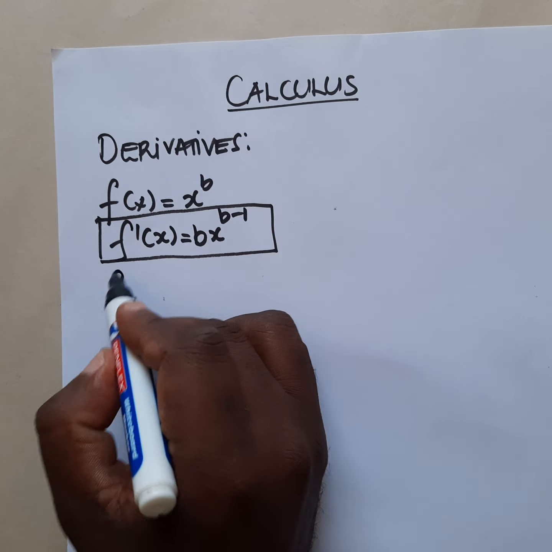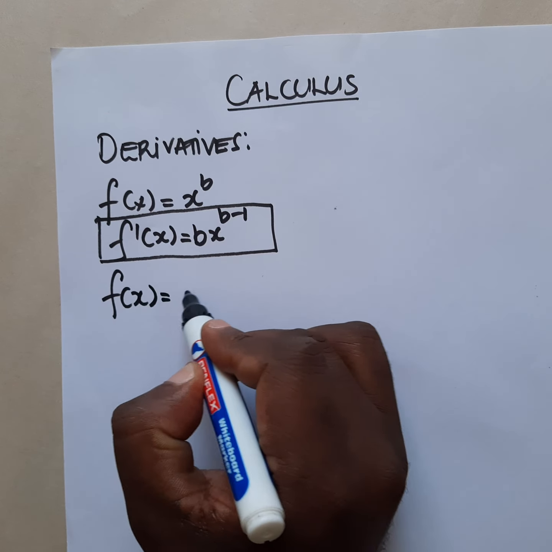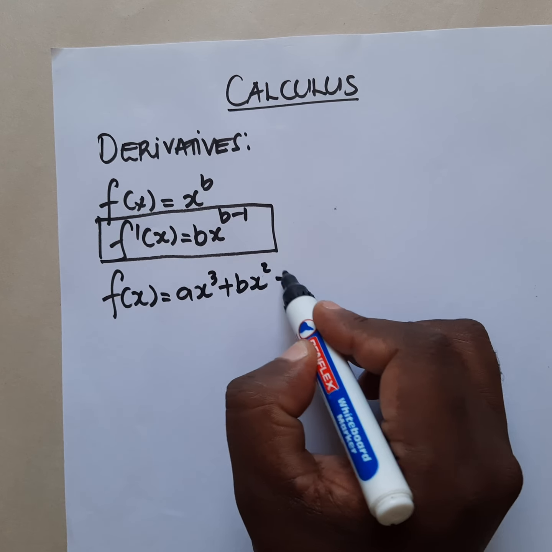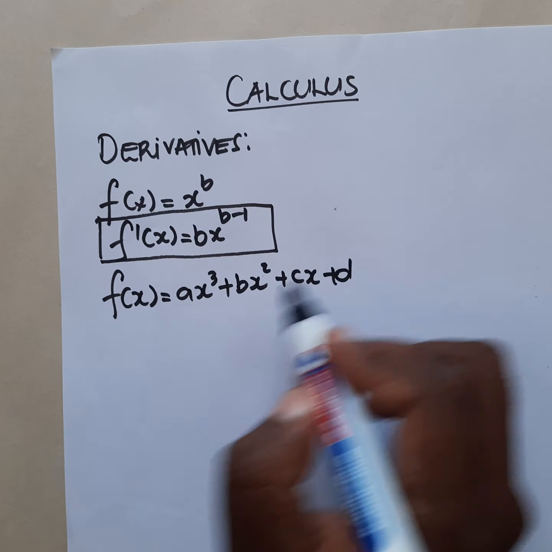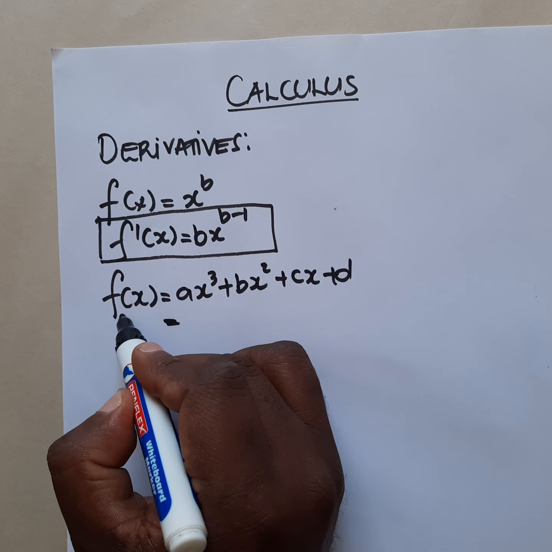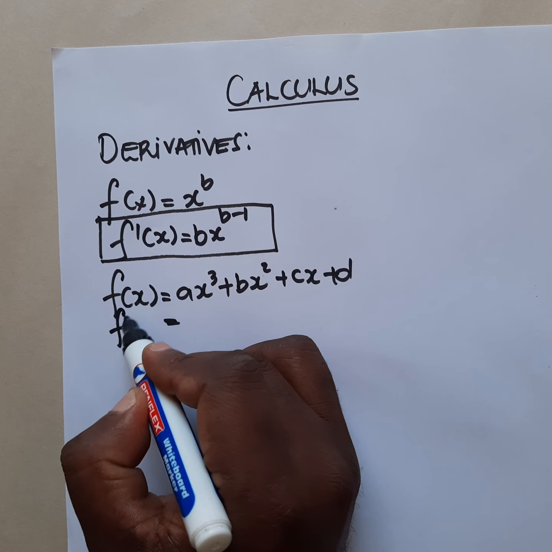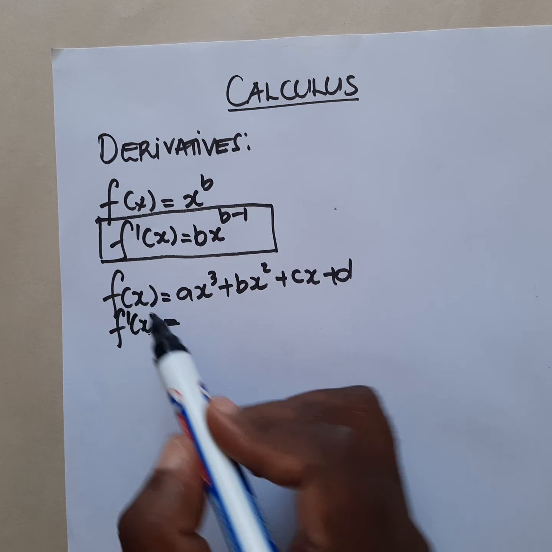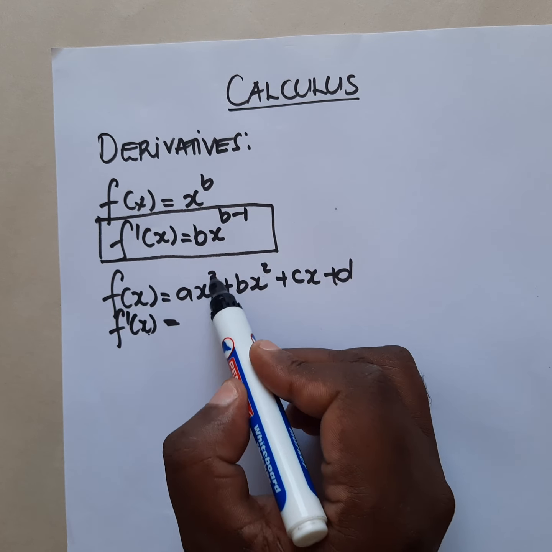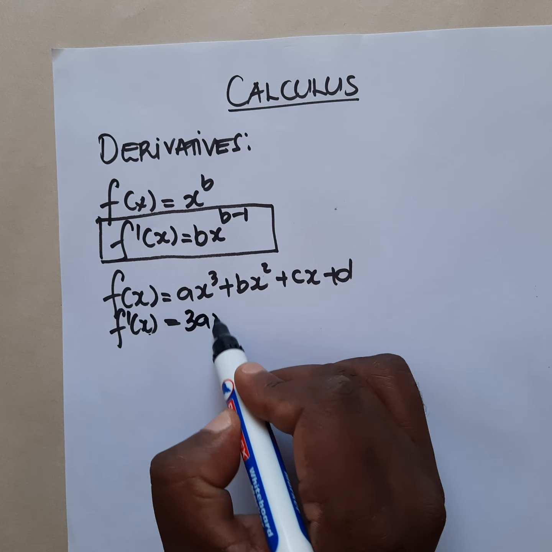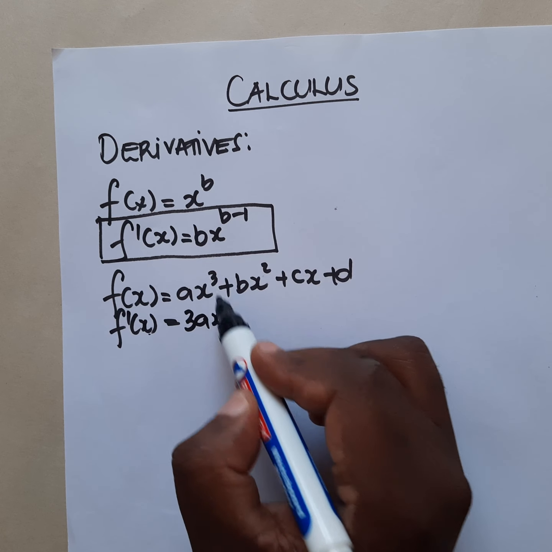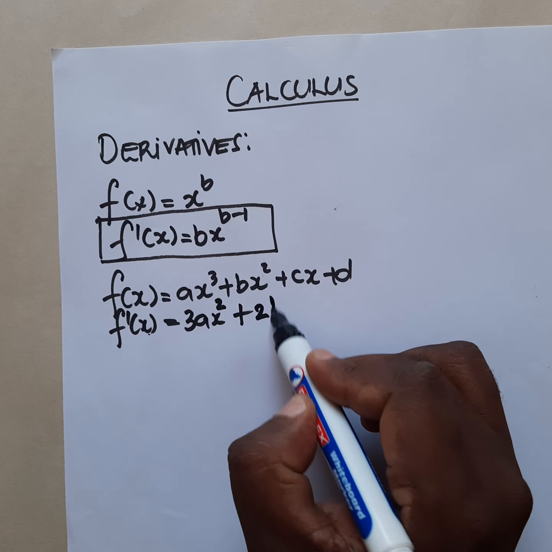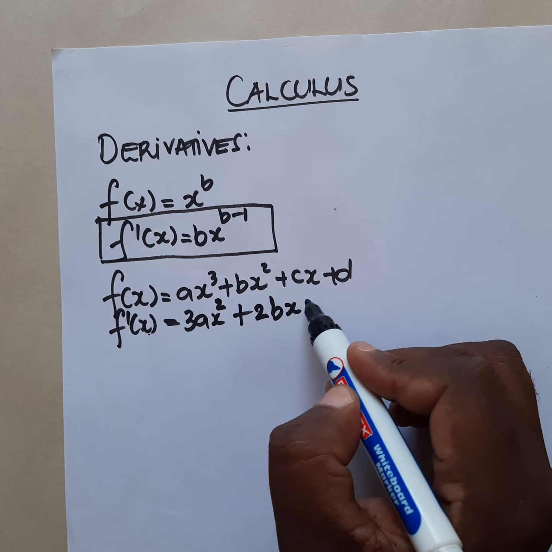Let's say you are given f of x is equal to ax cubed plus bx squared plus cx plus d. If you are deriving, we have to see f prime of x, that is the derivative of f of x. Okay, let's follow that rule. 3 times a is 3a, and then on that 3 you subtract 1 and you get 2. Okay, 2 times b is 2b. 2 minus 1, it's 1.